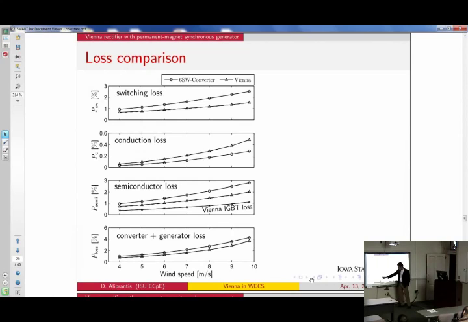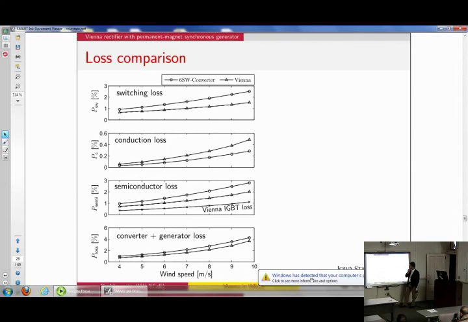And if you put converter plus generator together again, Vienna wins again, even though you deviate from your MTPA curve. So that works against you. Deviating from the MTPA curve due to the voltage limit is a bad thing. But even so, you win. Okay? You always have better efficiency, for any wind speed, basically.